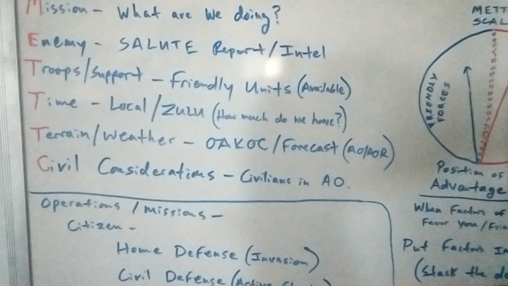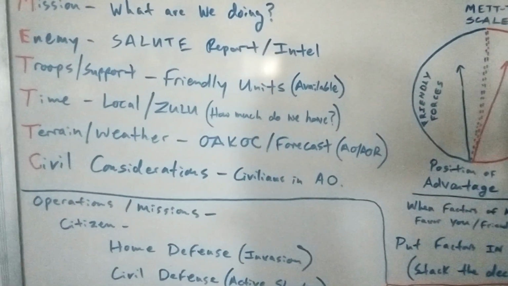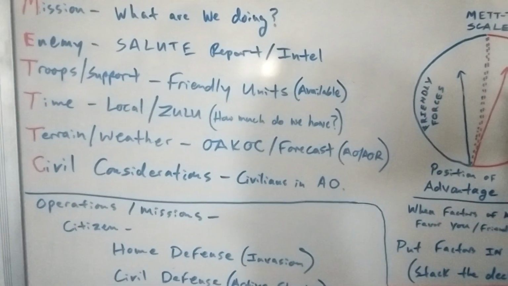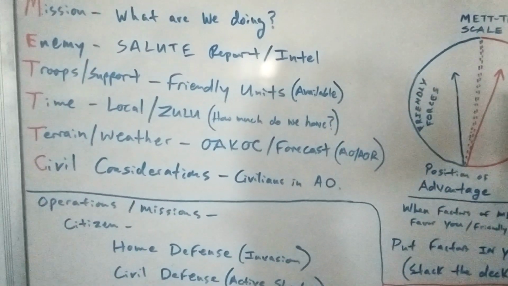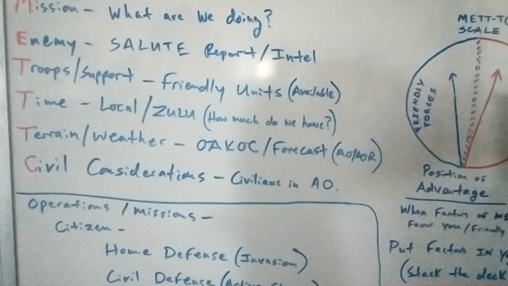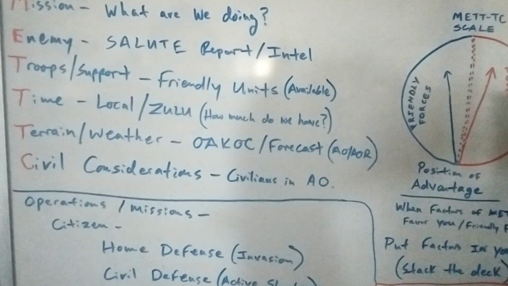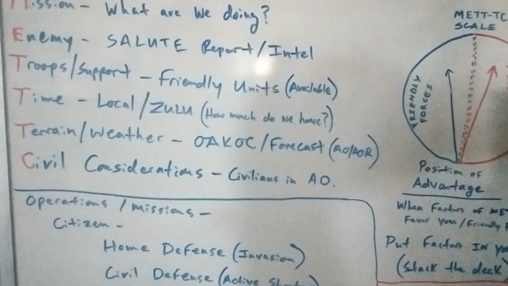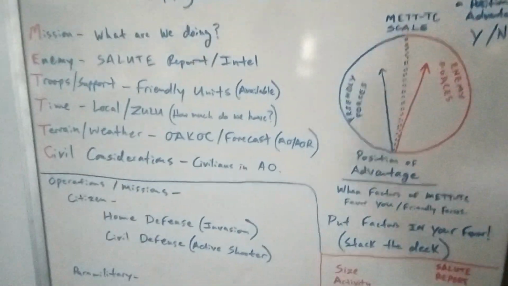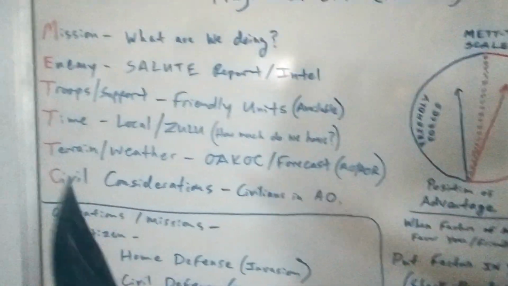Look at Mogadishu, Black Hawk Down, Operation Gothic Serpent. They were supposed to have a C-130 available. Well, guess what? They did not have an AC-130 available to provide support, and the operation was done during the day when most of the SOAR pilots were supposed to fly at night. So something to consider there after troops and support is time.